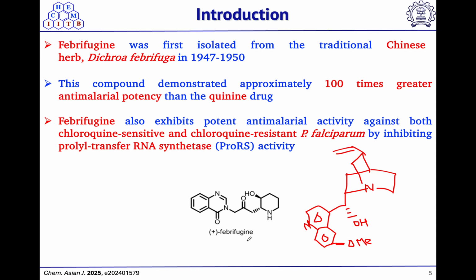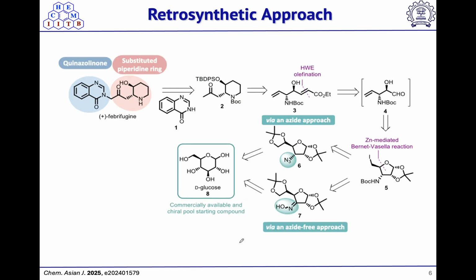Now we will see the retrosynthesis for this molecule. If you see this molecule, this part is the quinazolinone unit, and this right side part is a substituted piperidine ring. This is the six-membered piperidine ring, and now these two carbons are substituted. So this is the plus febrifugin. Now how can we plan the retrosynthetic approach? What will be the correct retrosynthetic approach?